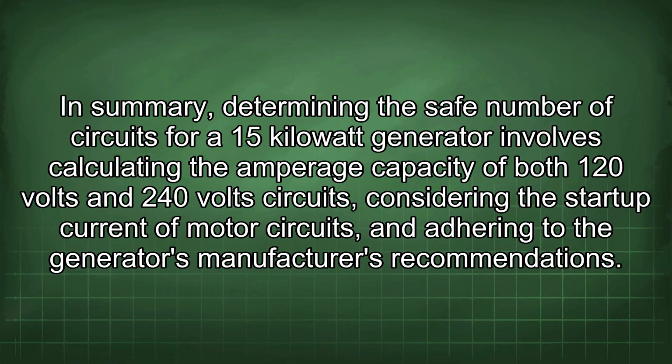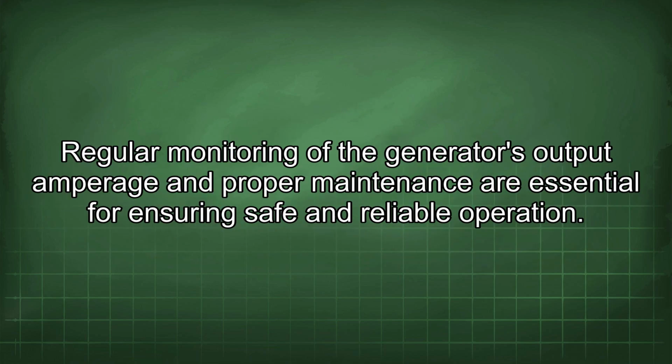In summary, determining the safe number of circuits for a 15 kilowatt generator involves calculating the amperage capacity of both 120 volt and 240 volt circuits, considering the startup current of motor circuits, and adhering to the generator manufacturer's recommendations. Regular monitoring of the generator's output amperage and proper maintenance are essential for ensuring safe and reliable operation.